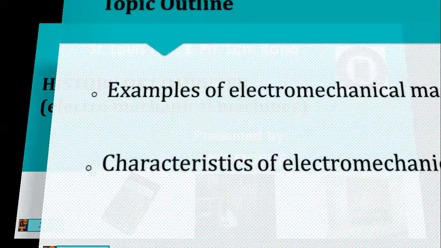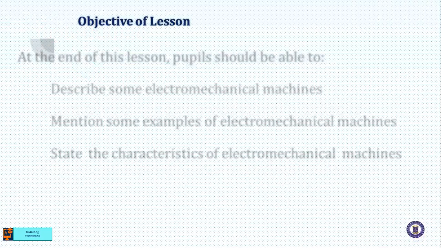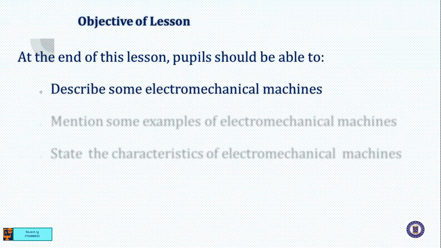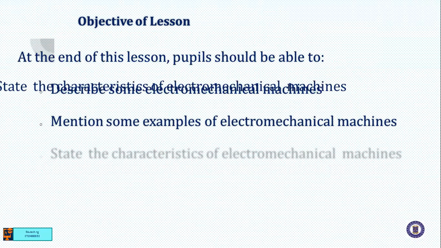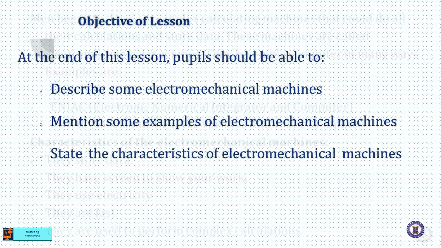Now, the topic outline: we are going to see examples of electromechanical machines, and then we are going to see the characteristics of electromechanical machines. Now, the objectives of this lesson: at the end of this lesson, pupils should be able to describe some electromechanical machines, to mention some examples of electromechanical machines, and to state the characteristics of electromechanical machines.